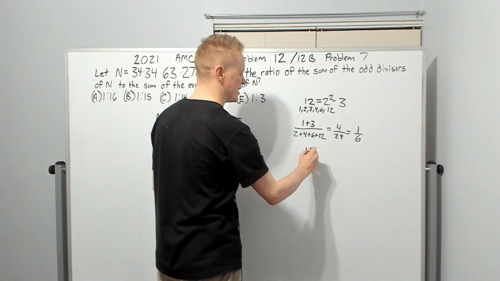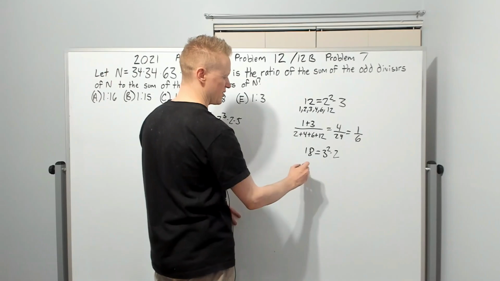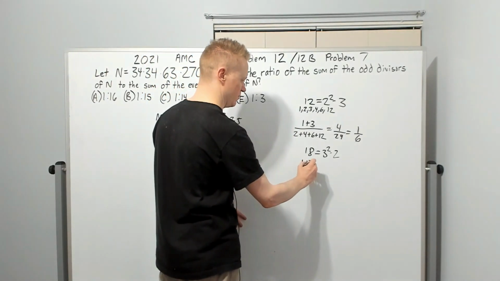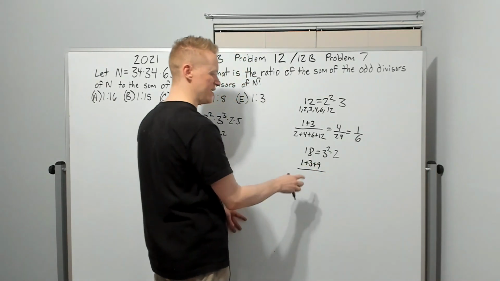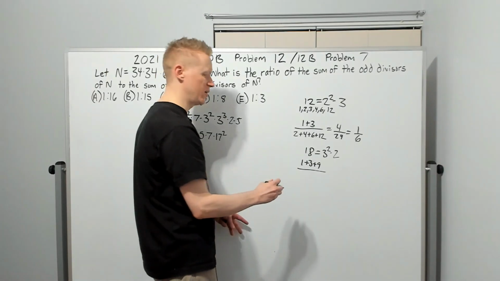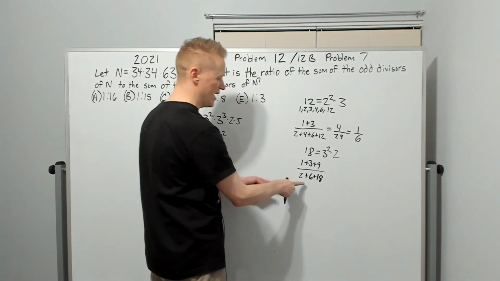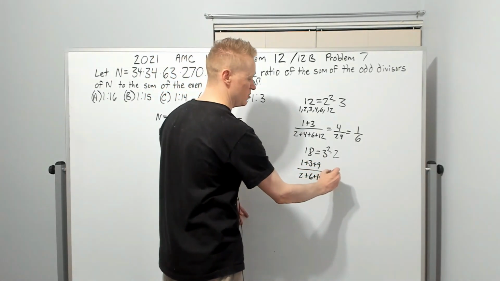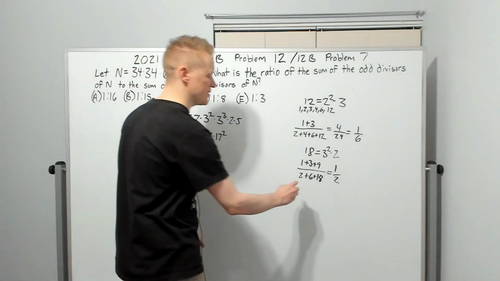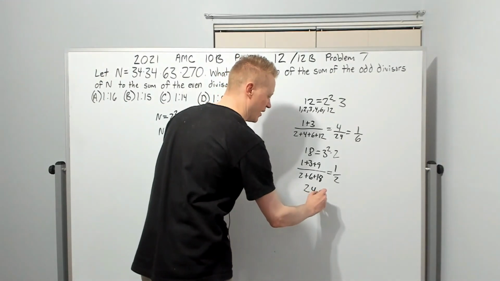Let's do 18. 18 is 3 squared times 2. So the divisors that are odd are going to be 1, 3, and 9. So you'd have 1 plus 3 plus 9. And the even divisors are 2 times all of those. Maybe there's something going on here. 2 plus 6 plus 18. I can see if I factor out a 2, I'm going to get 1/2. And that makes me think. Let's see if we can see one more example, and maybe you can figure out what's going on.